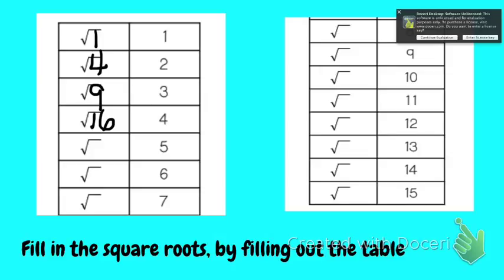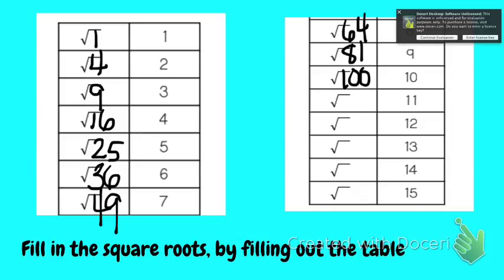So what would 5 be? 25. And 6 would be what? 36. 7 is? And 8 is? 64. So the square root of 64 is 8. Okay, so what would the square be if the root was 9? And then 10 would be what? 100. And then 11 is 121. 12 is 144. Then we have 169, 196, and 225. Fill that information in. We're going over this.